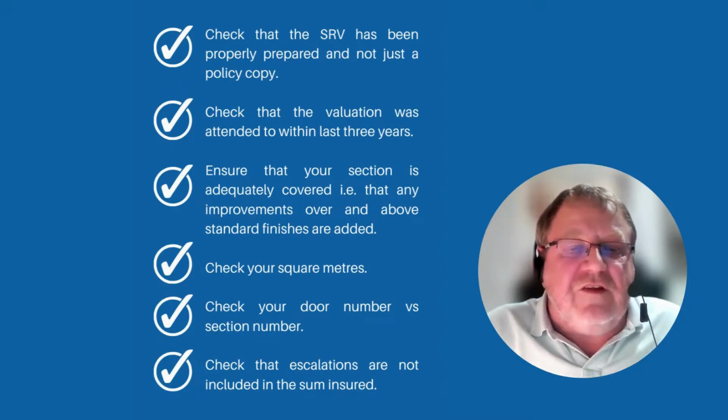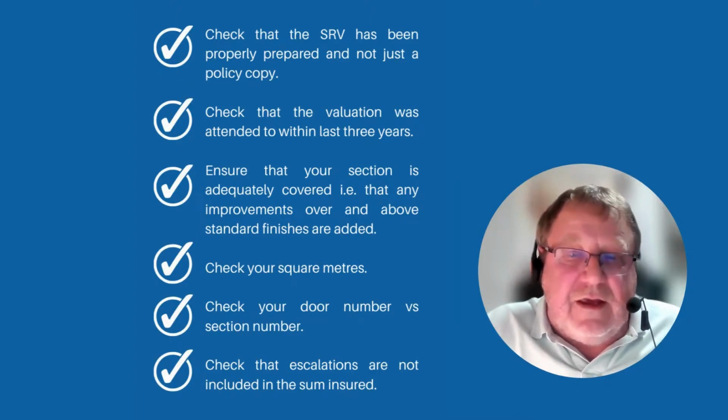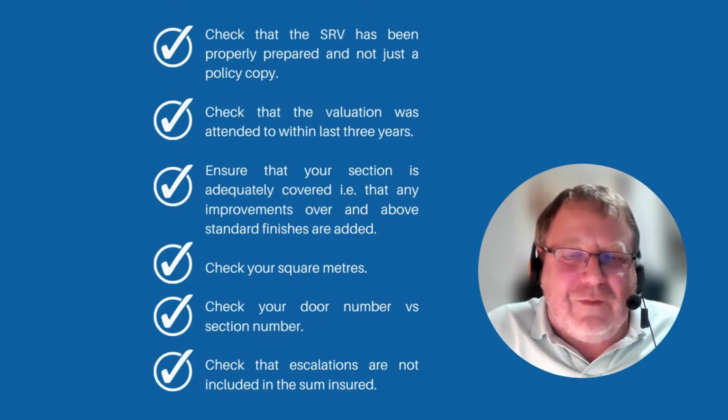Okay, ensure that your section is adequately covered, that any improvements over and above the standard finishes are added. Okay, this is your opportunity. And then the owner would just instruct the body corporate to instruct the broker to increase the sum insured. You don't have to give details. You can just say, I want 100,000. I want an extra 200,000 cover.